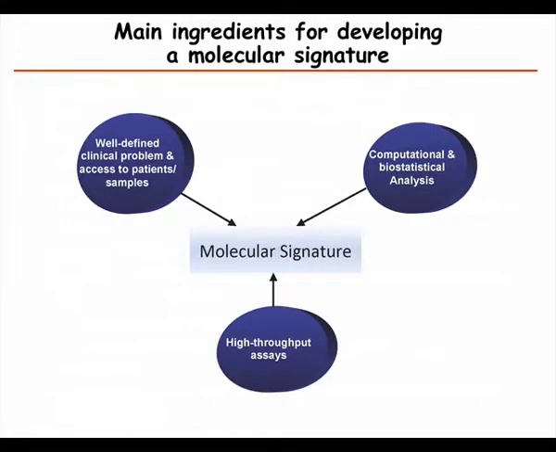So what we need to develop a molecular signature is, first of all, a well-defined clinical problem. That's the most important. And a lot of studies, at least in the early days, failed on that. Then we need some kind of high throughput assay, and then we need computational statistical methods to analyze it.